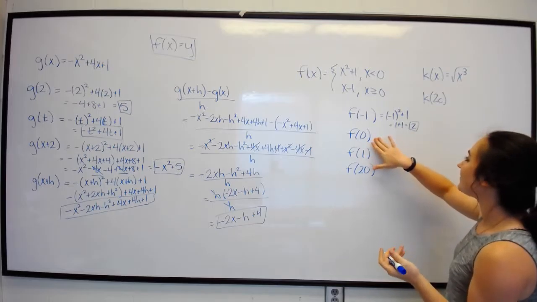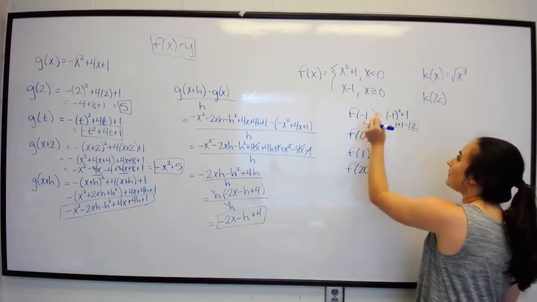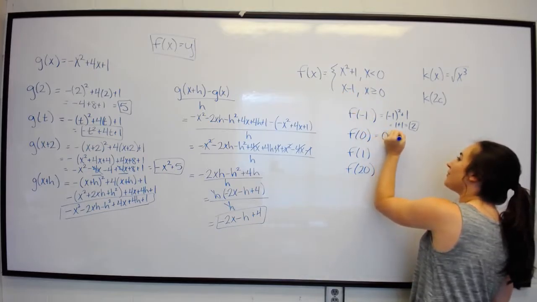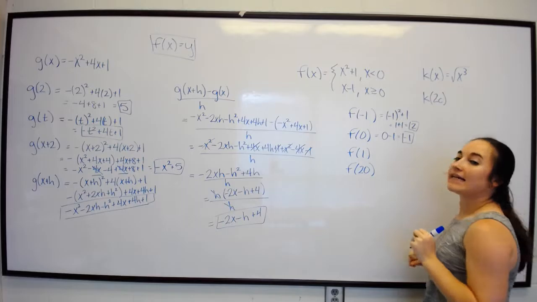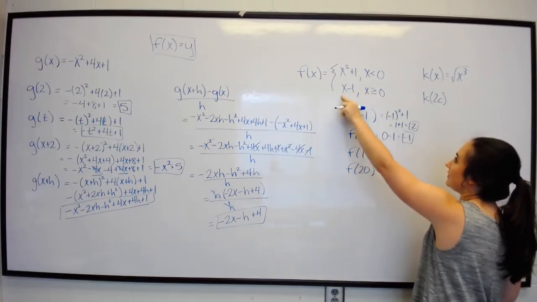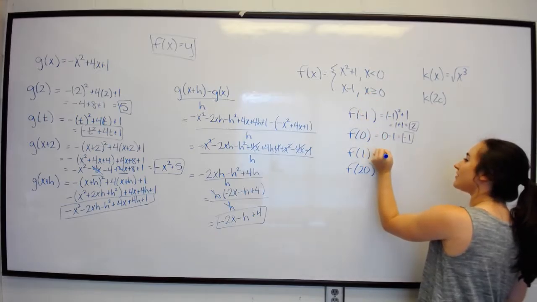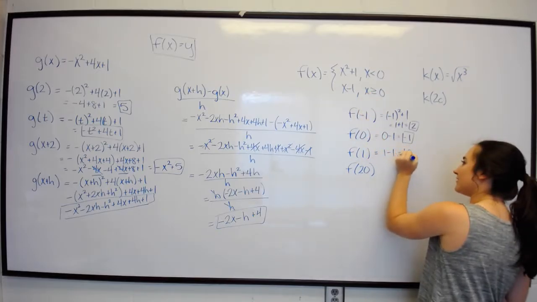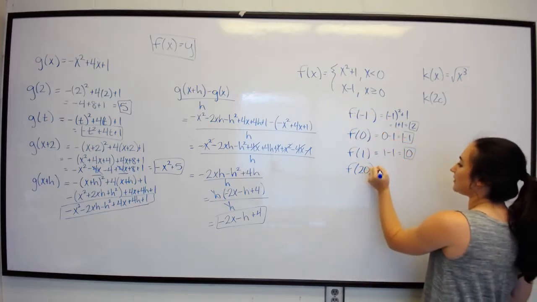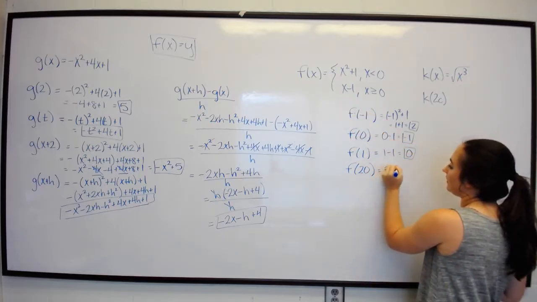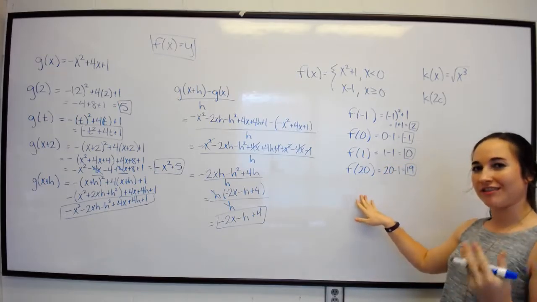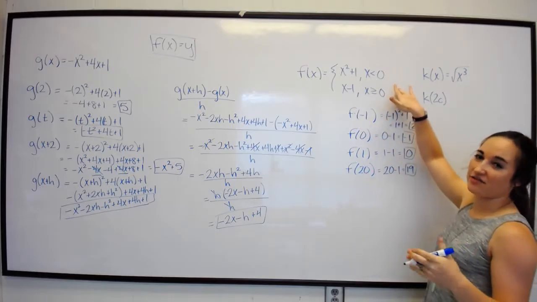F of 0, have to be careful on this one, but equal to 0, we use this here. So we would just say 0 minus 1, and we get negative 1. F of 1, we're going to use this one because 1 is greater than 0, so 1 minus 1 is 0. And then f of 20, that's greater than 0, so we will just plug it in here. We'll say 20 minus 1, which will give us 19. So a piecewise function is not tricky, you just have to read the directions and follow them.